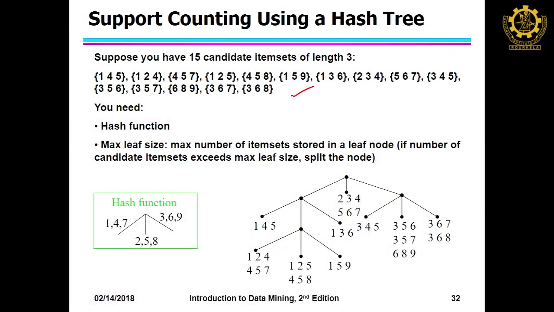Once we generate the frequent item set and the hash tree, what is the objective? The objective is to find the count of each candidate item set. In other words, you have to test each candidate item set to see whether it is frequent or not.